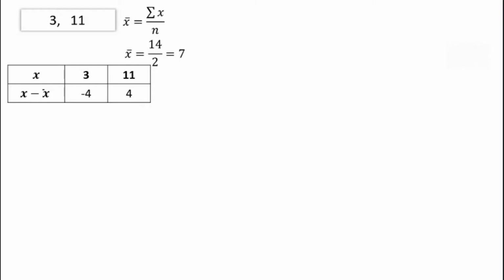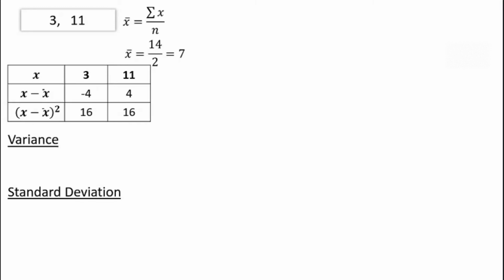So if we can't sum these values, we'll instead square them. So at least when we sum them, we're not getting 0. Squaring them, we get 16 in each case. And at this point, I think I can use the variance formula. I'm going to try and find the average of these values. So 16 plus 16 divided by 2 equals 16. So the variance in this case is 16.